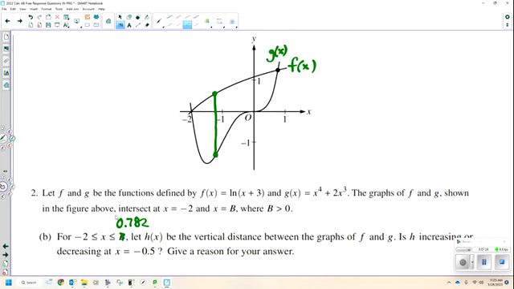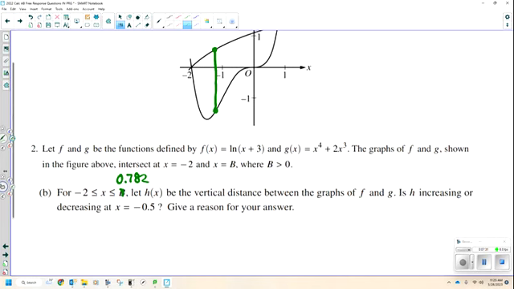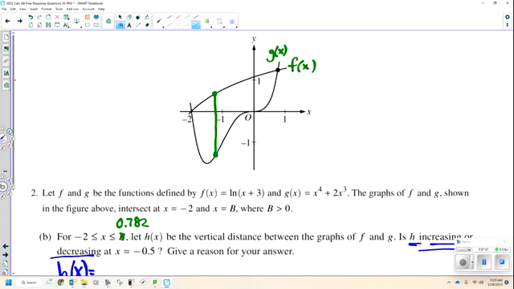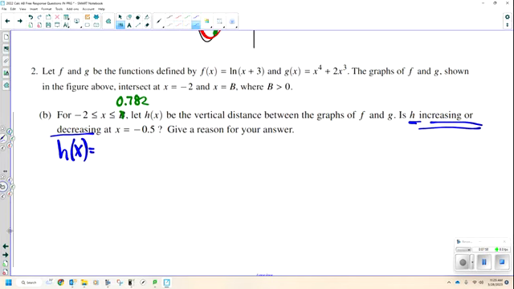Well, anytime I think increasing or decreasing, I think derivative, right? So let's just establish h of x. I want to find the derivative of that because they're asking me, is h increasing or decreasing? Well, what is h? It's the difference. It's f of x minus g of x. It's the difference between the two. So I'm going to say it's f of x minus g of x. That's my function, that vertical distance. It's the top graph minus the bottom one.